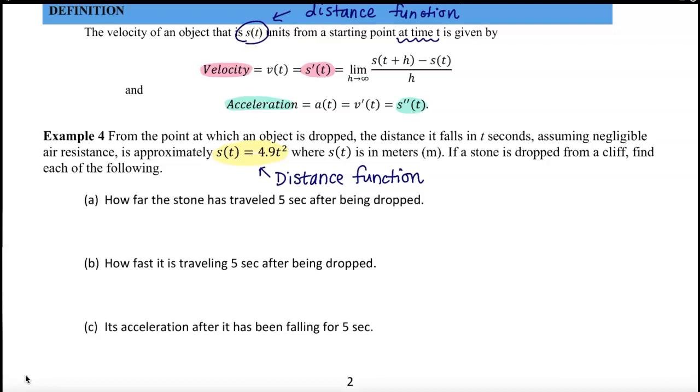Look at the wording. They're simply asking you for the distance. How far? So all I'm going to do is plug 5 into my distance function. s of 5 is 4.9 times 5 squared. What is that going to be? 4.9 times 25 is 122.5 meters. Let's put the units, which are going to be important for the velocity and acceleration. So if the question is simply asking how far, just the distance, I plug it into s of t.